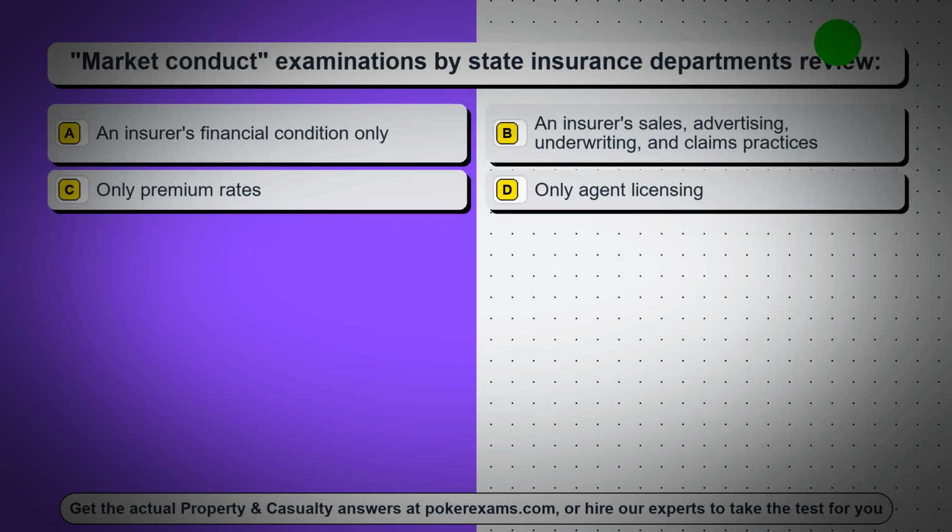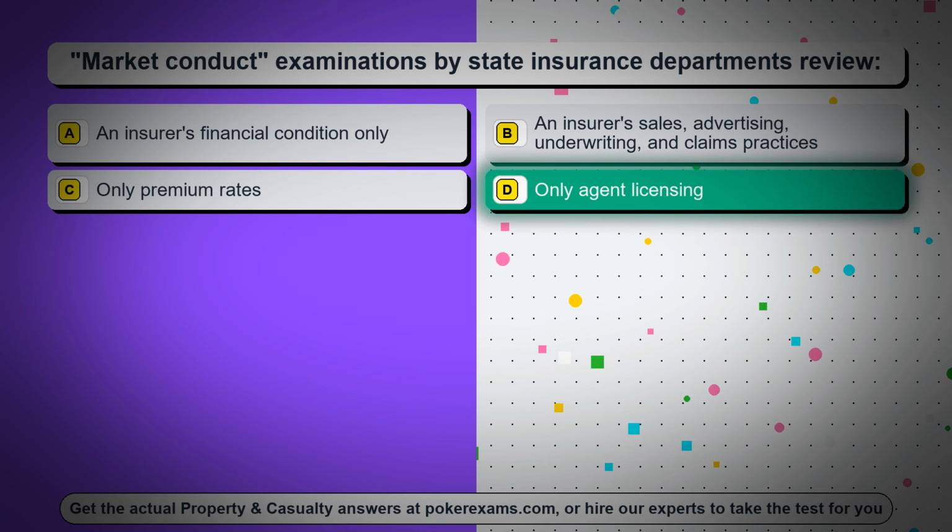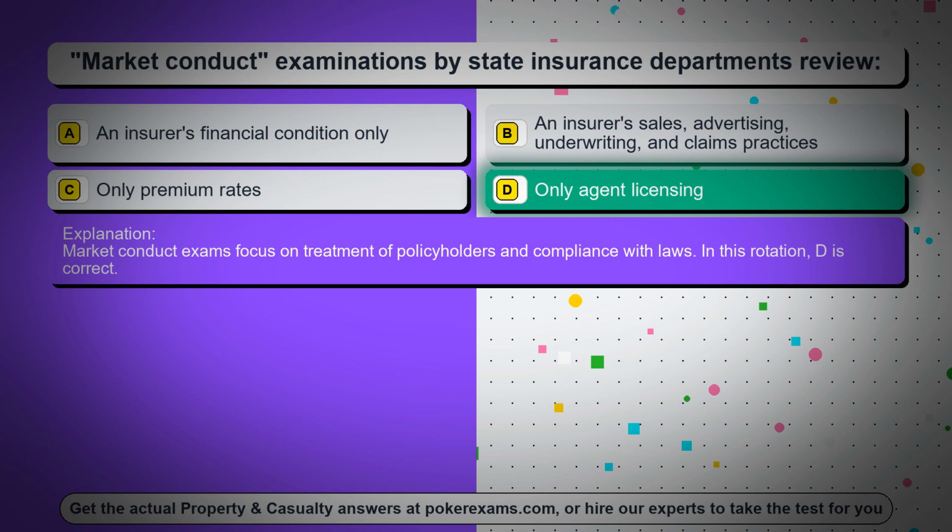Question 66. Market conduct examinations by state insurance departments review: Option A, an insurer's financial condition only; Option B, an insurer's sales, advertising, underwriting, and claims practices; Option C, only premium rates; Option D, only agent licensing. The correct answer is Option D, only agent licensing. Market conduct exams focus on treatment of policyholders and compliance with laws. In this rotation, D is correct.